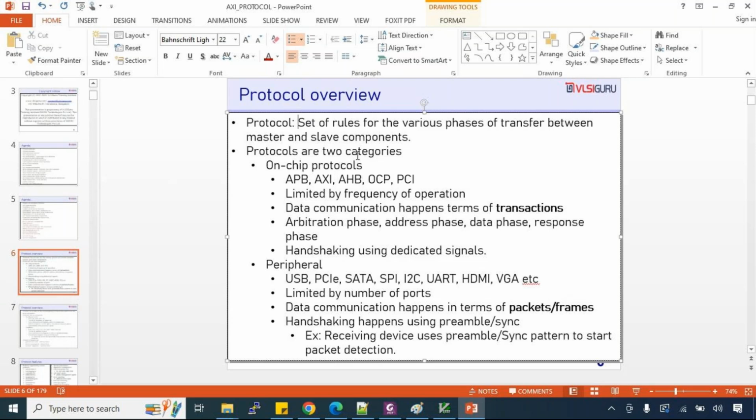Protocols are basically of two categories. Whatever protocols you learn, SPI, I2C, UART, APB, AXI, AHB, all these protocols are basically two types. One is on-chip protocols, one is peripheral protocols. Examples of on-chip protocols are what? APB, AXI, AHB, OCP, PCI. These are all examples of on-chip protocols.